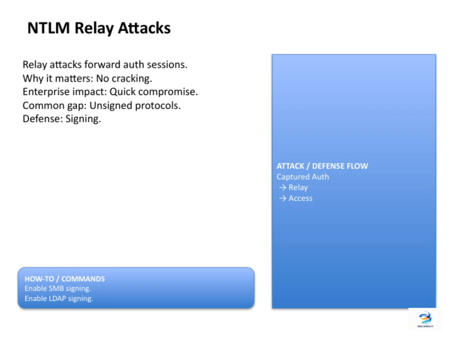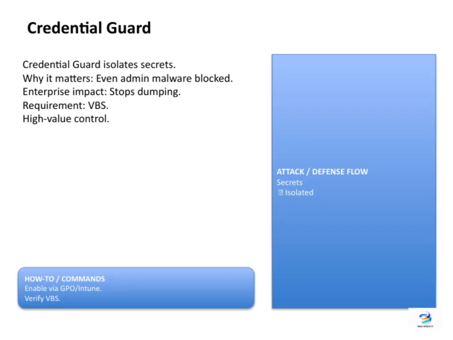A common gap we see is the use of unsigned protocols, leaving systems vulnerable. The best defense is to implement signing on all protocols that support it. Specifically, NTLM relay attacks are a significant threat, as they exploit these unsigned protocols to relay authentication credentials. By understanding this flow and applying the right defenses, we can greatly reduce the risk of such attacks and improve our overall security posture.